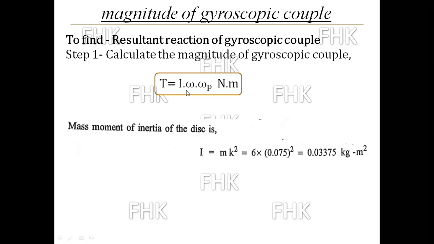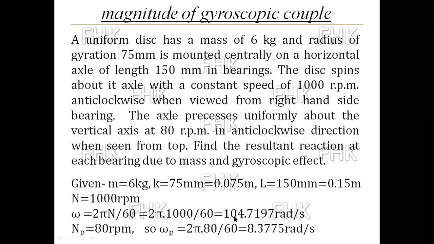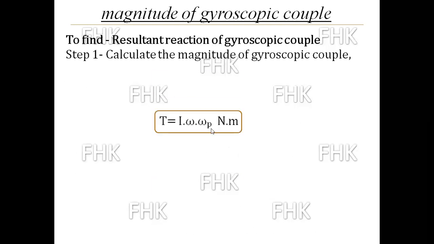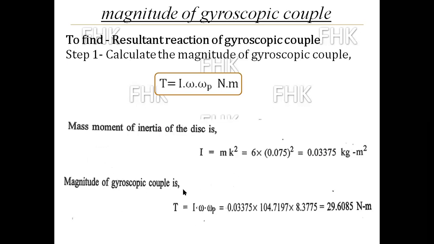Now omega we have already found out, and omega p also we have already found out. Omega is this value and omega p is 8.3775 radian per second. Putting the values of omega and omega p, I have found out the value of T here. So the magnitude of gyroscopic couple is putting the value of I, omega in radian per second, omega p again in radian per second.